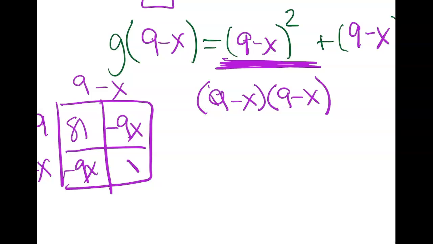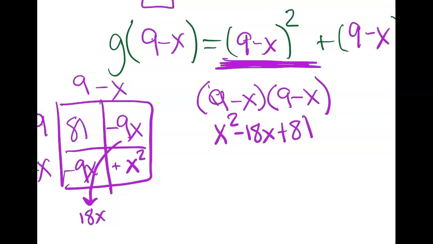X times x is x squared. It was a negative times a negative, which makes a positive. So this gives me x squared minus 18x, because those add together, plus 81. These are your polynomial rules. These are things that you should know how to do.